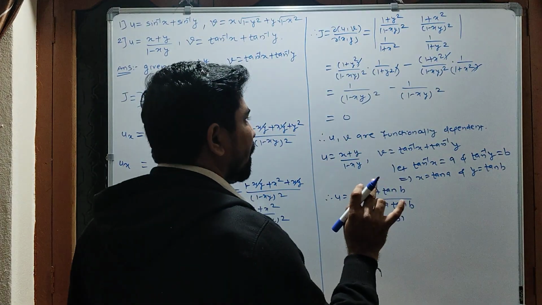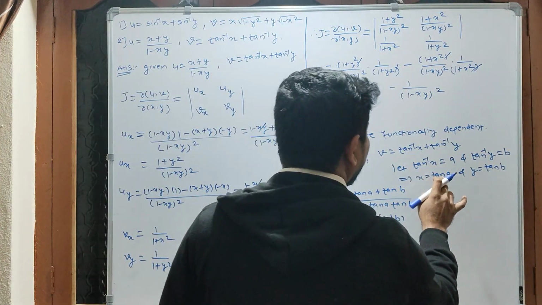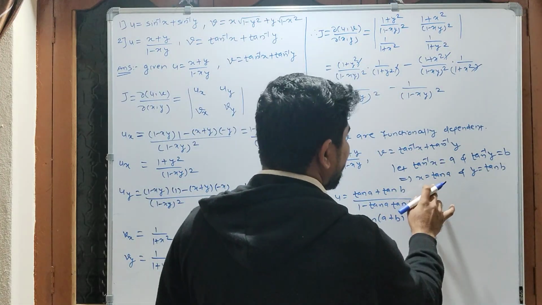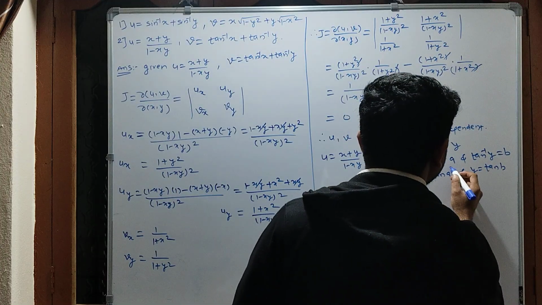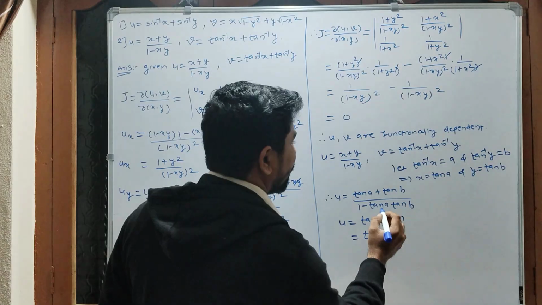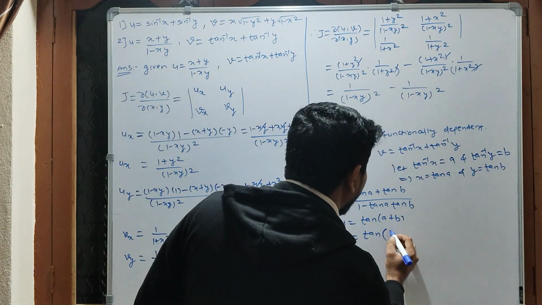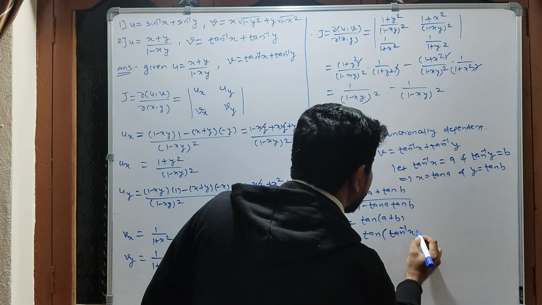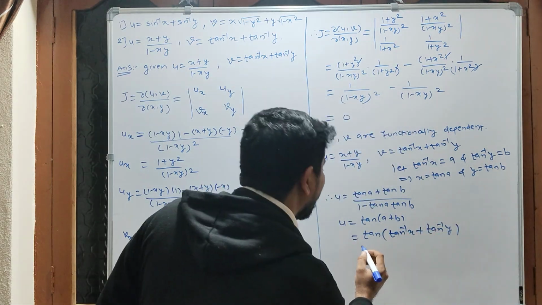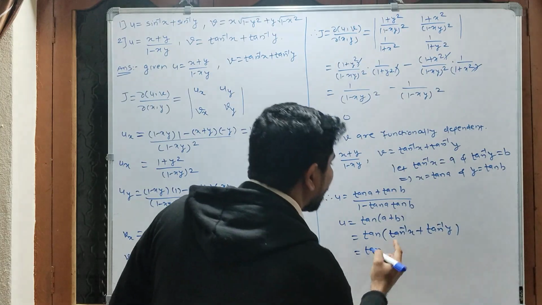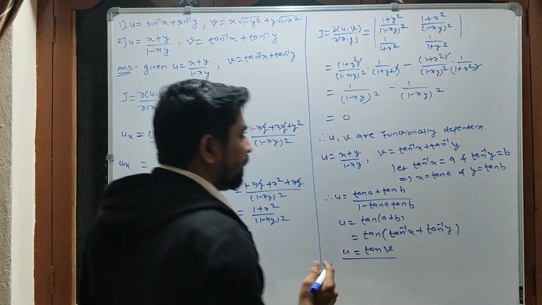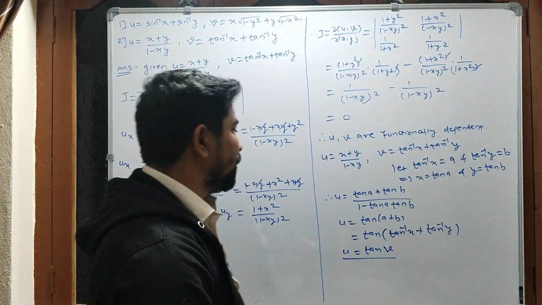Now just observe one thing: v equal to tan inverse x plus tan inverse y. So here a plus b, where a is tan inverse x and b is tan inverse y. So the value of tan inverse x plus tan inverse y is v, therefore u equal to tan v is the relation between the two functions u comma v.